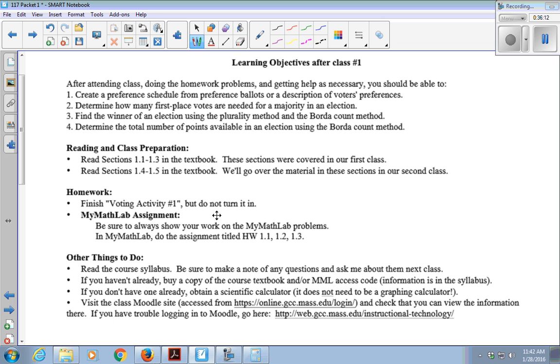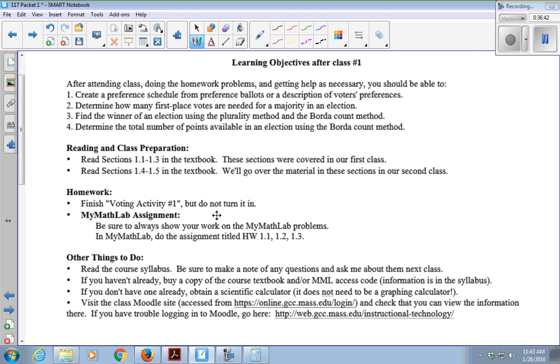Okay. And then on the next page, learning objectives after class 1. So this first thing is a list of things that you should know how to do now that you've completed class 1. Reading and preparation for next class, what you should do to get ready for next class, and then a homework assignment. So your homework typically is going to consist of finish the activity we were working on in class, though I won't collect it. You just should do it so that you know what's going on. And then also the MyMathLab assignment. Then there'll be a list of some other things to do.